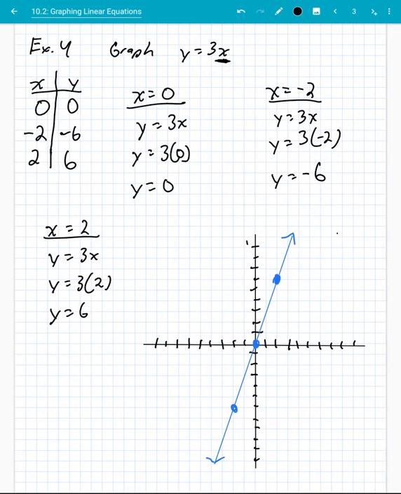So let's try another example. Learn by example, keep doing a bunch of different ones. Let's check out fractions. Example 5. Graph y equals -1/3x plus 2. This one is a little trickier.